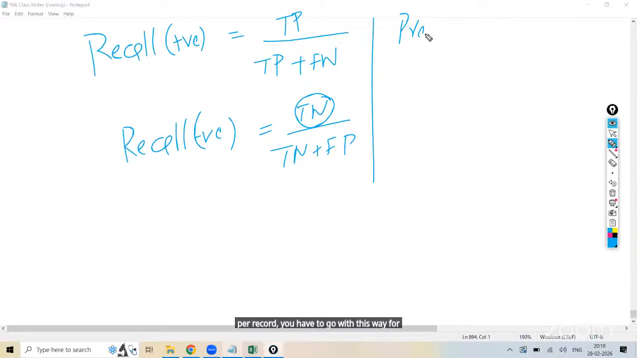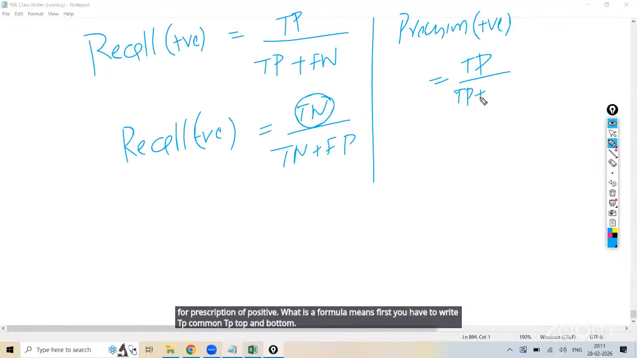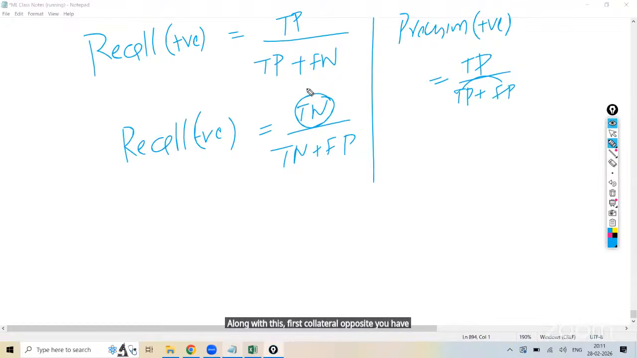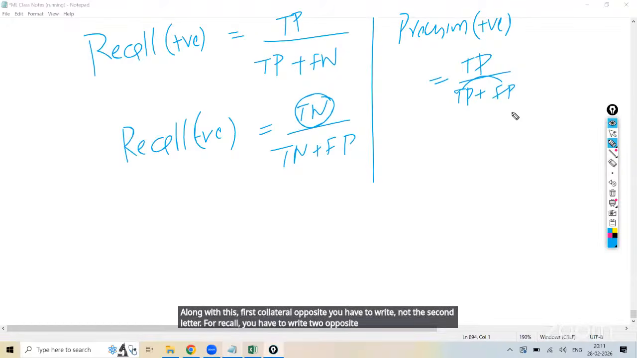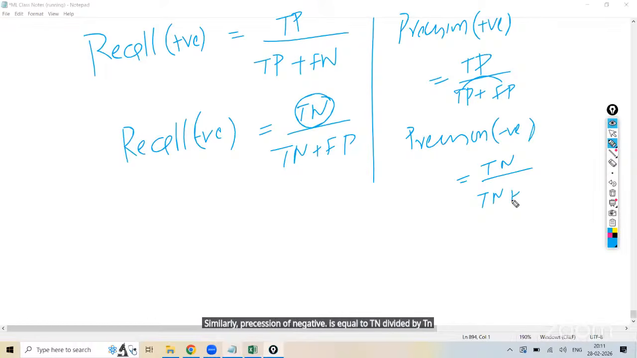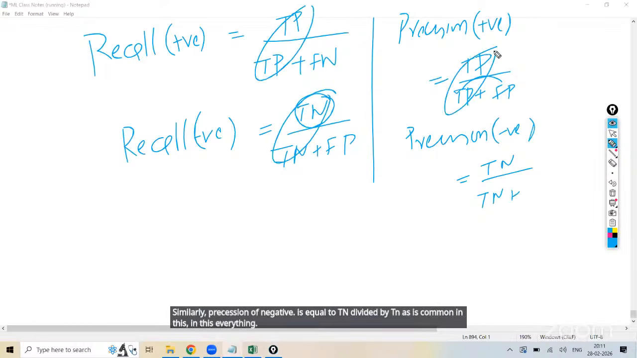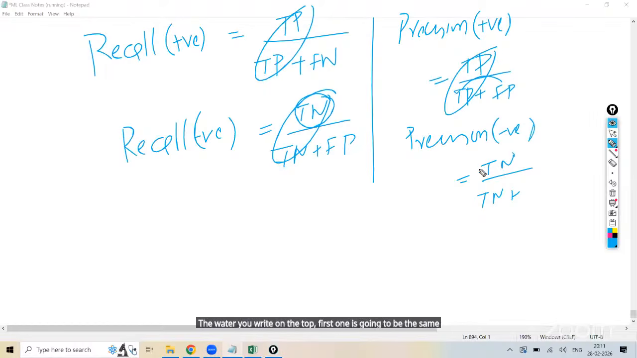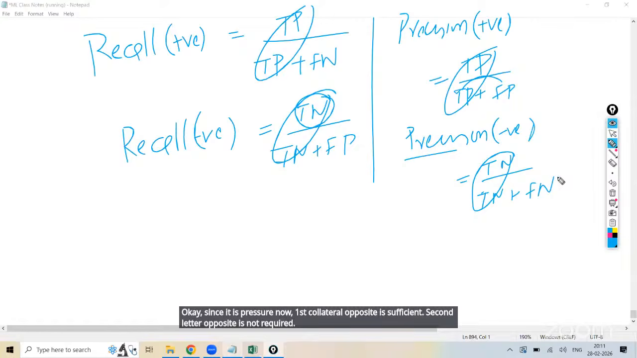For precision of positive, what is the formula? First, you have to write TP, common, on top and bottom. Along with this, only the first letter's opposite you have to write, not the second letter. For recall, you have to write two opposite letters. For precision, you have to write the first letter opposite only. Similarly, precision of negative is equal to TN divided by TN, as it is common. Whatever you write on the top, the first one is going to be the same in every case. Since it is precision, the first letter opposite is sufficient. The second letter opposite is not required. Remember it like this.